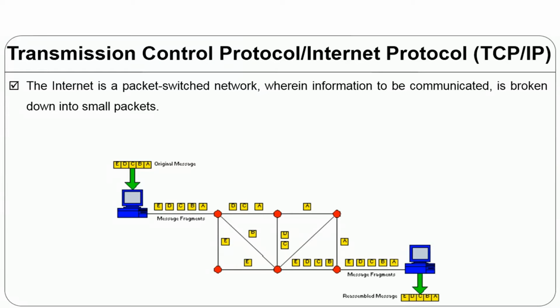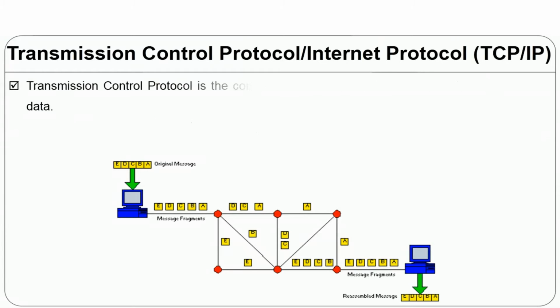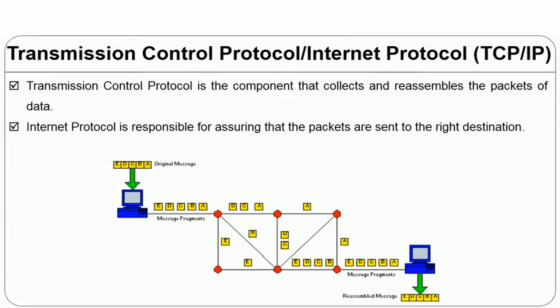Immediately it goes from the computer to the nearest device, from that device to the nearest router or hub or switch, to the router to the line, and this is how it is transferred. And these packets are sent individually using several different routes. So TCP/IP becomes the communication channel for transferring using packets of data. Internet protocol is responsible for assuring that packets are sent to the right destination.